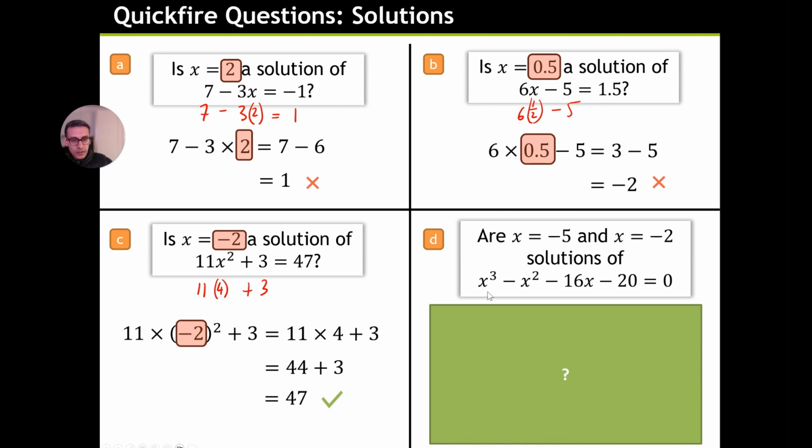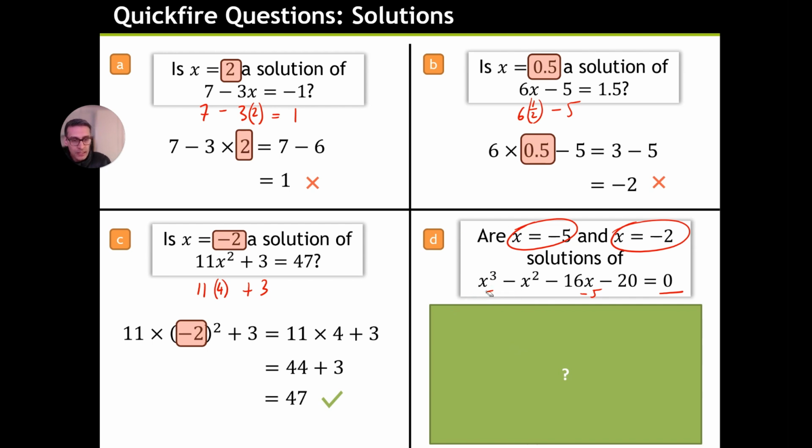So -5 cubed is going to be -125. Take away, and then -2 squared is going to be +4. So take away 4 minus 16. Okay, and finally, question D. Substitute these values in. So you've got two potential solutions here. So put -5 in as your value for all of the x values and see if you get 0. And then try the same with -2. And then I'm going to show you the answer here.